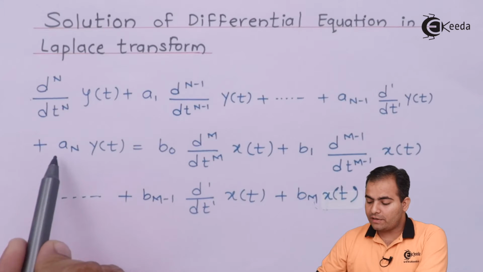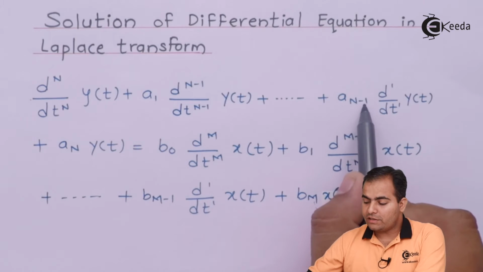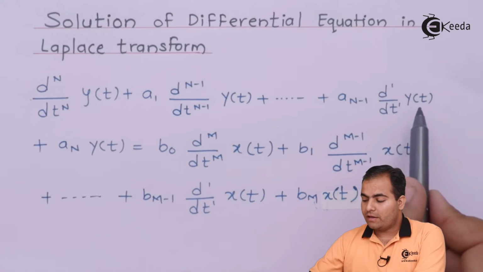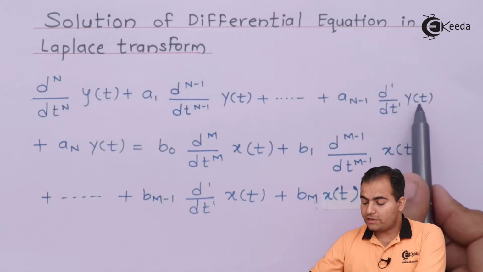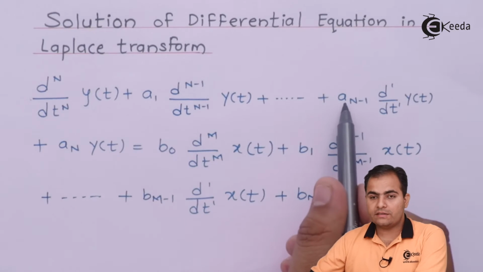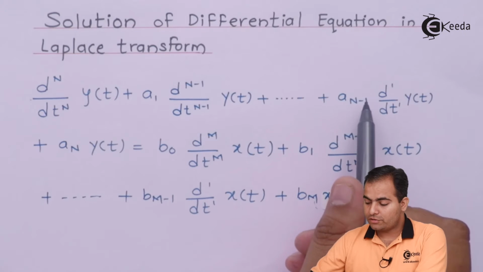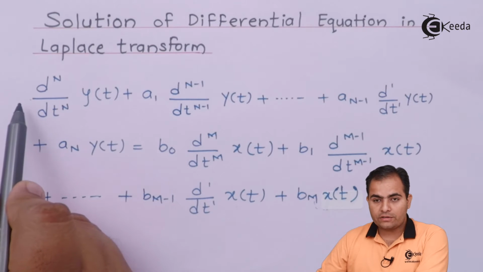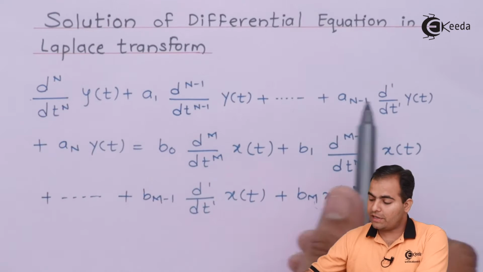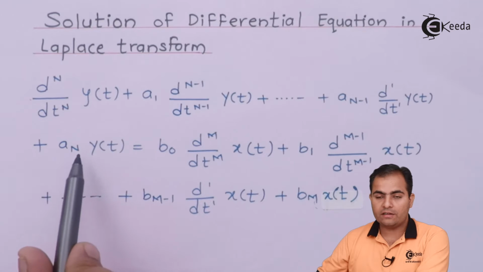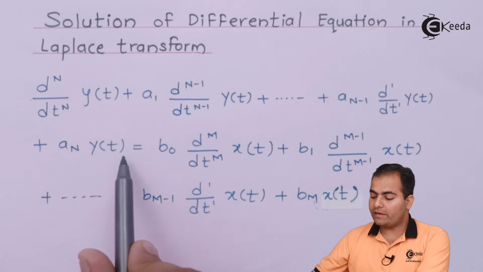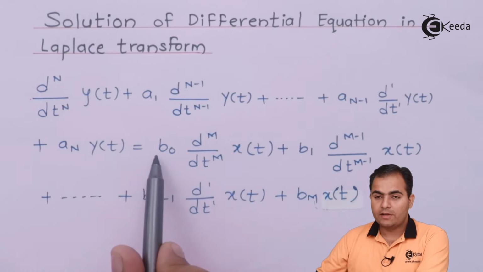And at the last, we have order 1, where we differentiate y of t only once, and the constant value has increased up to a raised to n minus 1. So look here, the value of the constant a goes on increasing, while the order of differentiation goes on decreasing, and the last one is a n, where the differentiation order is removed, so we have only y of t. Now look at the right hand side, what do we have?